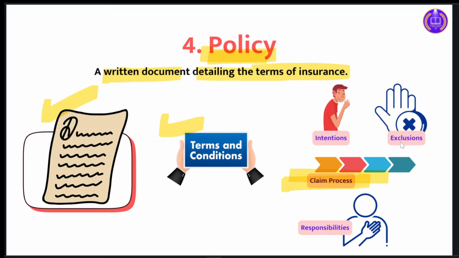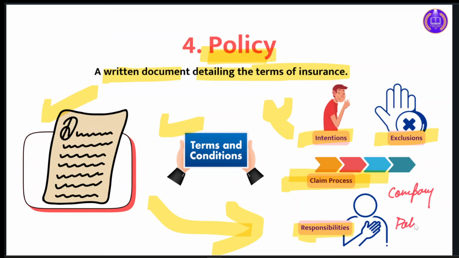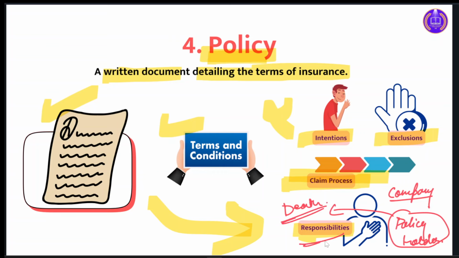It will include that some intentional activity, like driving your car under the influence of alcohol, should be excluded. That won't count. Or if you are driving recklessly, that also won't count. This policy will also contain the responsibilities of both the company and the policyholder, like how they should process the claims. The responsibilities of the policyholder might include who would be the nominee after their death. All these things will be contained in an insurance policy.